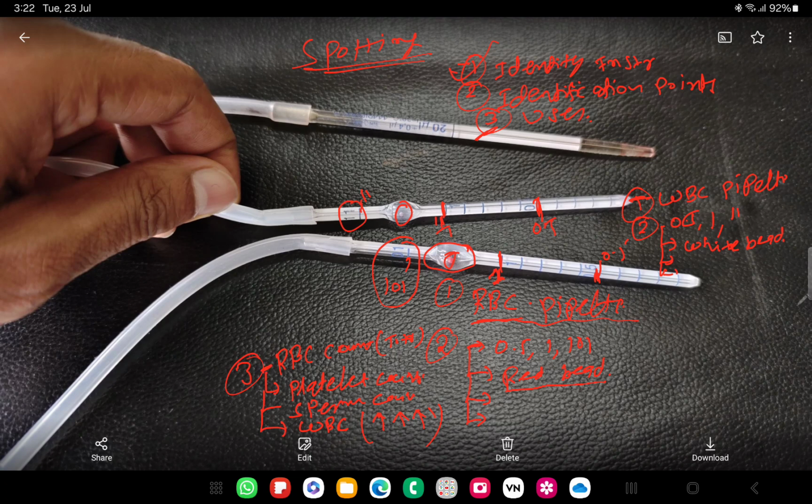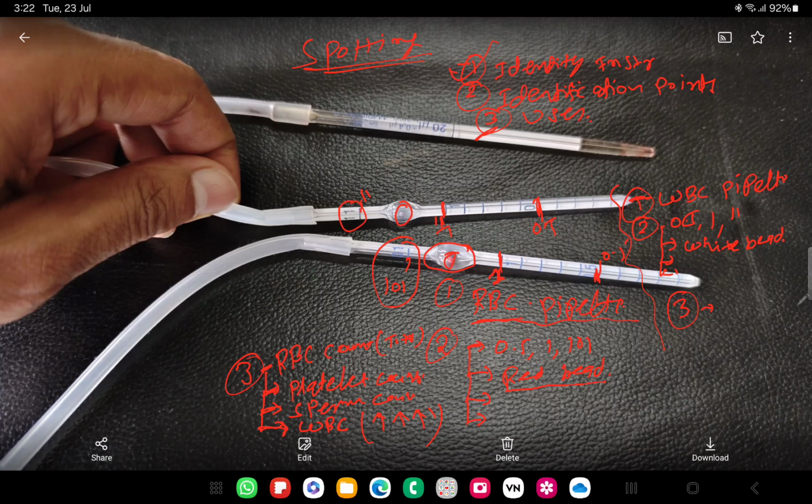First thing is obviously RBC count. Second thing is platelet count. Third is sperm count. Fourth is WBC count, in a condition in which our WBC count is very much high. Now I am talking about the third point in case of the WBC pipette.